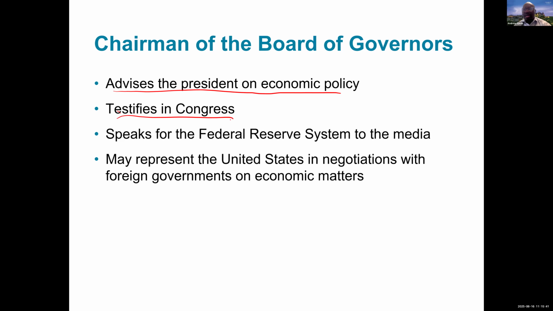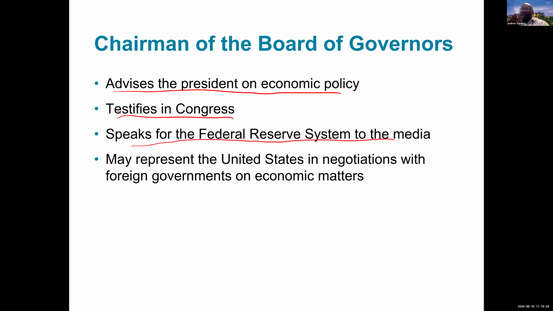The dual mandate of the Fed is basically maintaining price stability, making sure that inflation doesn't get out of control, and making sure that the economy is producing at near full employment, maximum employment. And then the chair of the Fed also speaks for the Federal Reserve to the media. There's a person who does a press conference on behalf of the Fed.